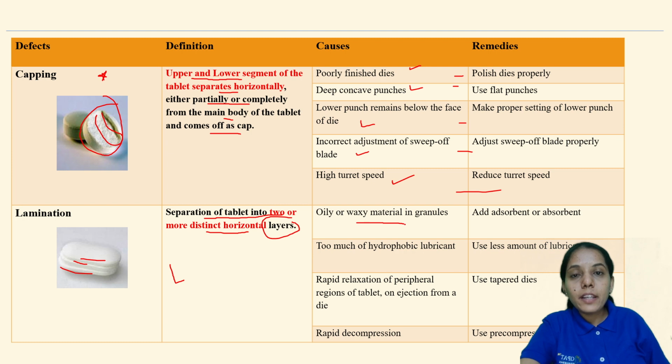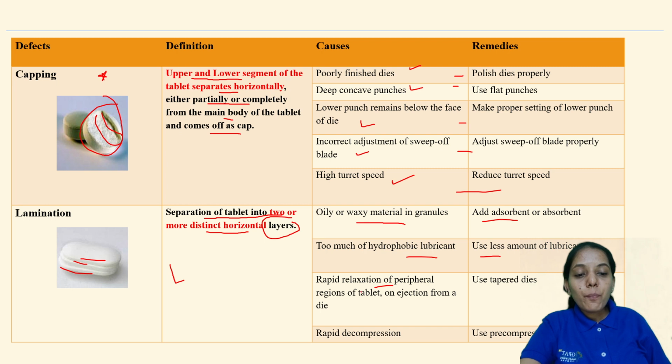If oily or waxy material is present in the granules, then add adsorbents or absorbents so that the oily material will not be there. It will be absorbed by the materials and hence the lamination will not occur. Too much hydrophobic lubricant, then use less amount of lubricant.